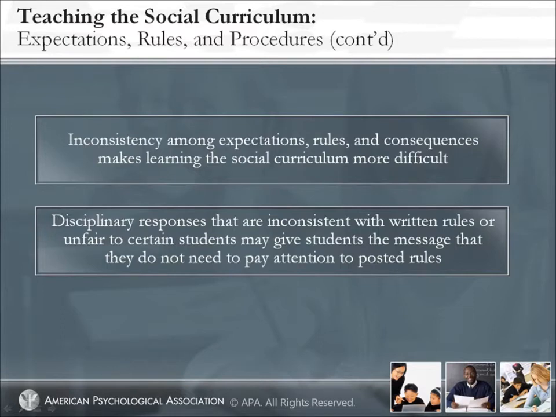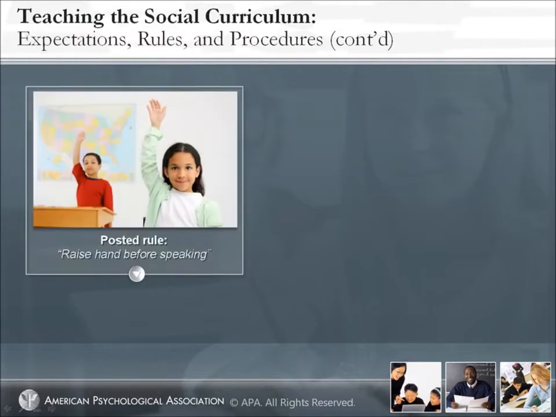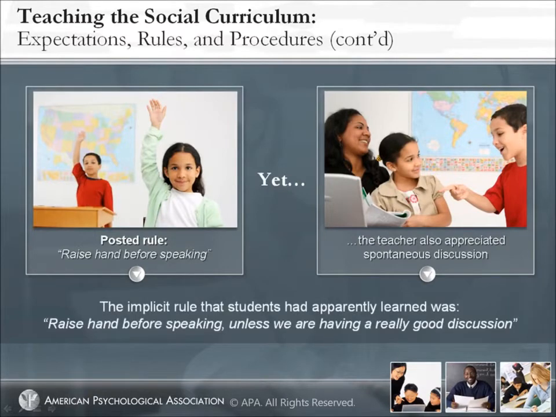For example, one of the authors of this module once observed a resource room with the posted rule, "Raise hand before speaking." Yet, the teacher in that room also appreciated spontaneous discussion. And as the discussion became more animated, she would allow students to speak freely without first raising their hands. When the teacher noticed the discussion becoming unruly, she reminded students of the rule, at which point they returned to raising their hands. In contrast to the written rule, then, the implicit rule that students had apparently learned was, raise hand before speaking, unless we are having a really good discussion.